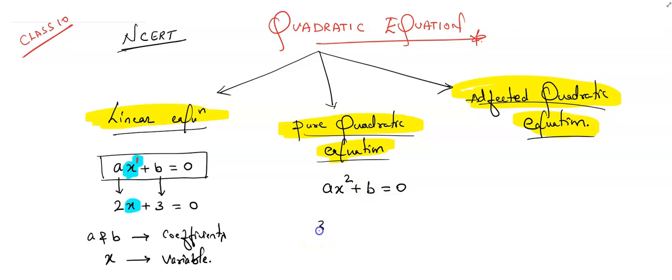Whose highest degree is only 2. Let me say 3x square minus 9 is equals to 0. We can see in the place of a there is 3. In the place of b we can see it is minus 9. A is plus 3 and b is minus 9.